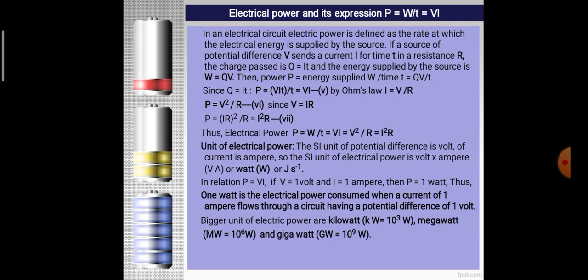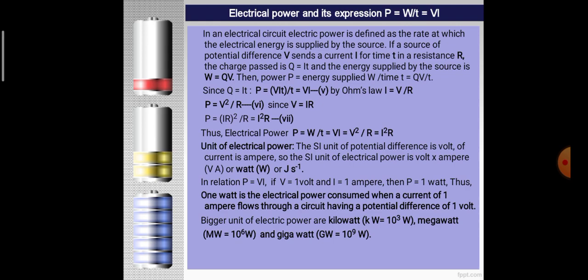Since Q = IT, P becomes VIT/T, or VI. By Ohm's law, we know I = V/R. Therefore, P = V²/R. Since V = IR, P = (IR)²/R, which is equal to I²R. Thus, electrical power can be written as work by time, which is equal to voltage into current, which is also equal to V²/R and also equal to I²R. These formulae are very much useful for us to solve numerical problems.